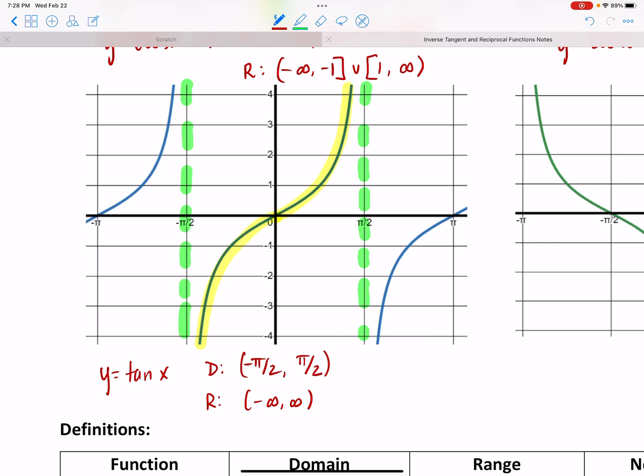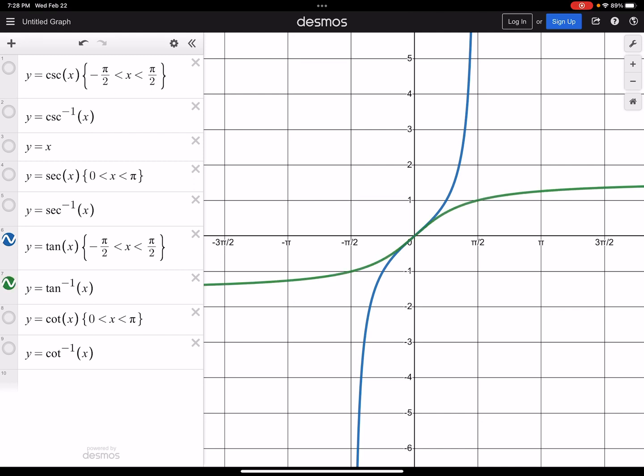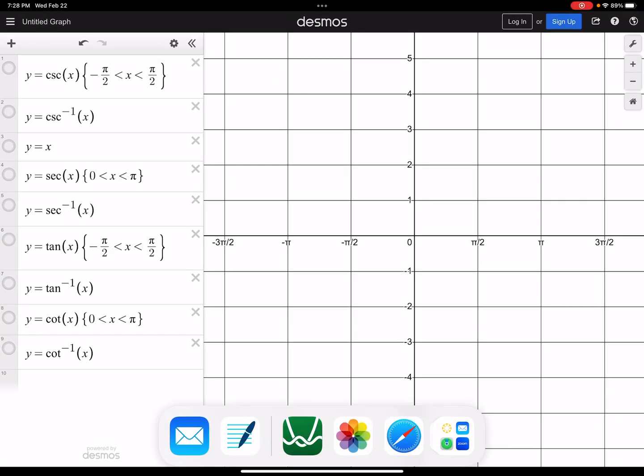All right, let me show you. Here's our tangent, just that one cycle from negative pi over 2 to pi over 2, which captures the whole essence of tangent. And here's the inverse. And again, reflection over the line y equals x, switching all those inputs and outputs. So we go from the infinite range to the infinite domain. Okay. Last one being cotangent.